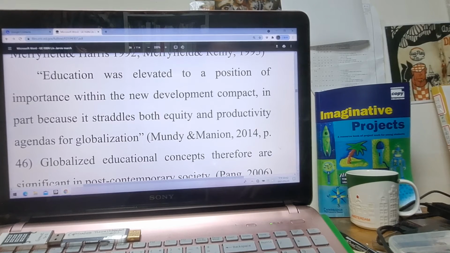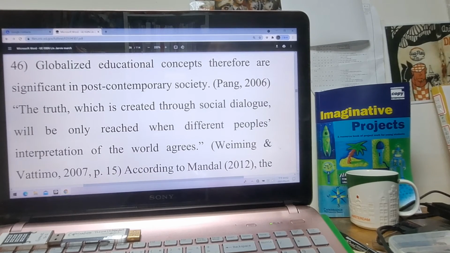Education was elevated to a position of importance within the New Development Compact, in part because it straddles equity and productivity agendas for globalization. Globalized educational concepts, therefore, are significant in post-contemporary society. In truth, which is created through social dialogue, will be only reached when different people's interpretations of the world agree into peace atmospheres.